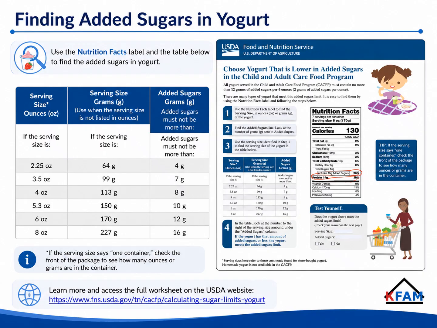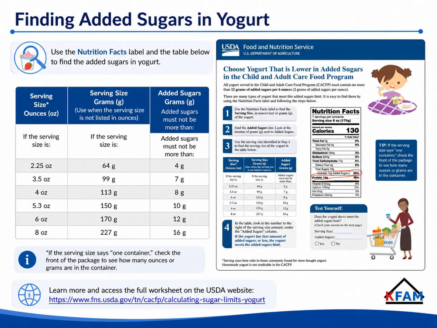A 4-ounce serving, or 113 grams, may contain no more than 8 grams of added sugars. A 5.3-ounce serving, or 150 grams, may contain no more than 10 grams of added sugars. A 6-ounce serving, or 170 grams, may contain no more than 12 grams of added sugars. And an 8-ounce serving, or 227 grams, may contain no more than 16 grams of added sugars. If the serving size says 1 container, check the front of the package to determine how many ounces or grams are in the container. These USDA worksheets help providers identify yogurt products that meet CACFP added sugar requirements and support healthier food choices.